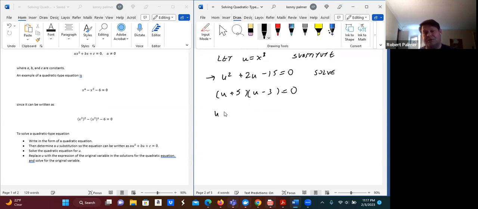And once again, set these equal to 0 and solve. So u plus 5 is equal to 0. u minus 3 is 0. So for u, we have u is equal to -5 and u is equal to 3. And once again, what I'm going to do is substitute back. Put this back in terms of x.